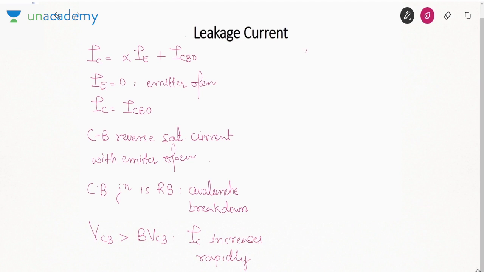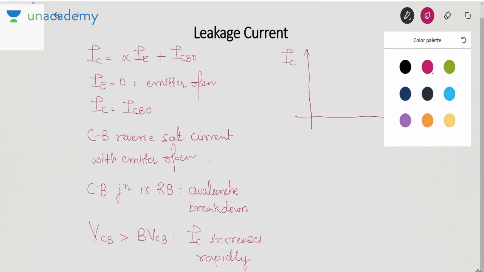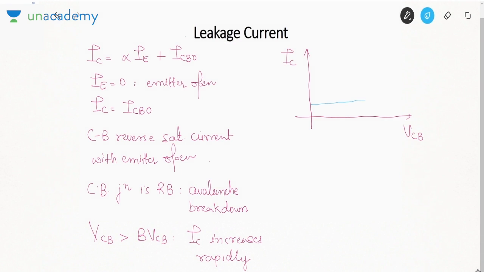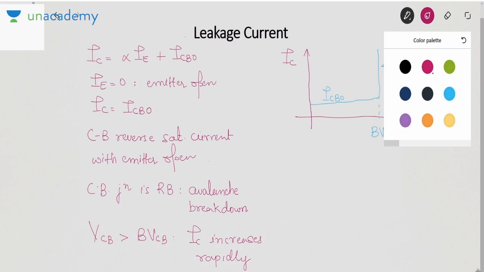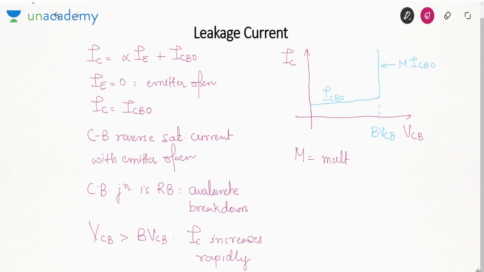Okay, so that means if we draw the graph between IC and VCB, the graph will increase slightly due to early effect. But as soon as you reach BVCB, that is the breakdown voltage, the graph will suddenly increase. This current here is ICBO, and the current in this region is called M into ICBO. What is this M actually? This M is called the multiplication factor. That means if I enter the breakdown region, then collector current will increase by a factor called the multiplication factor.